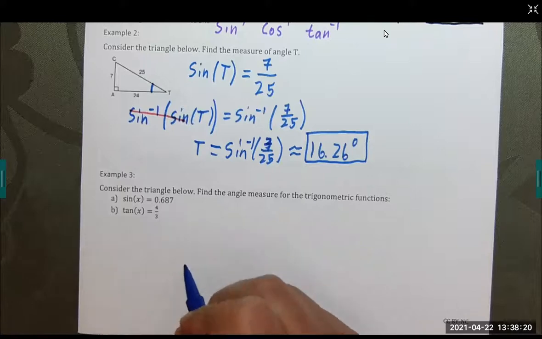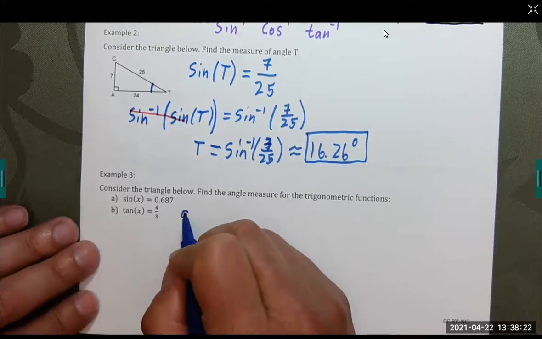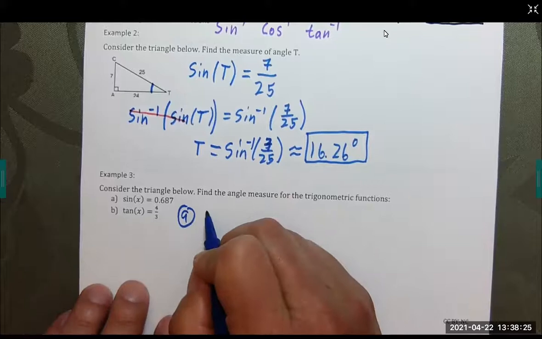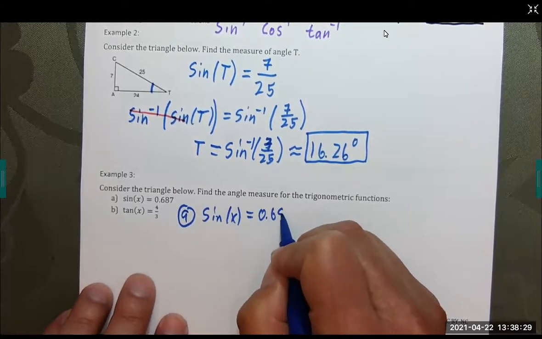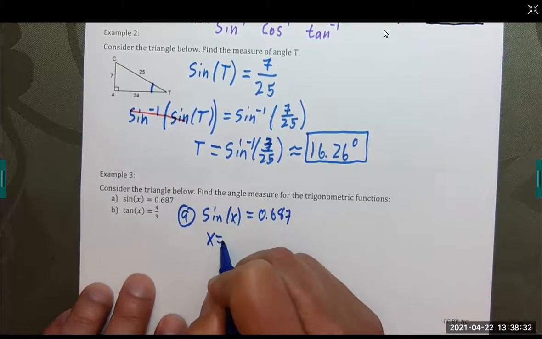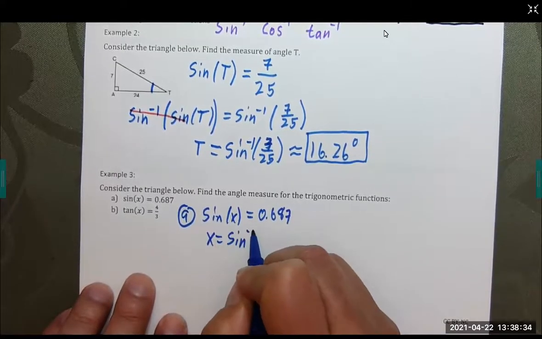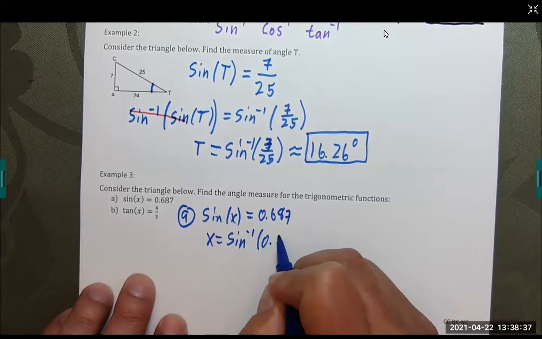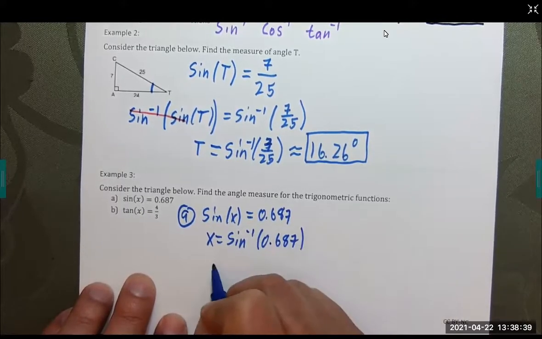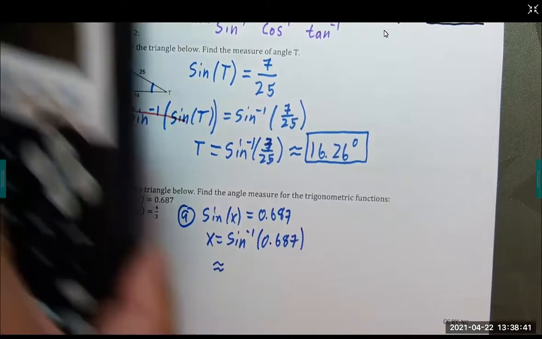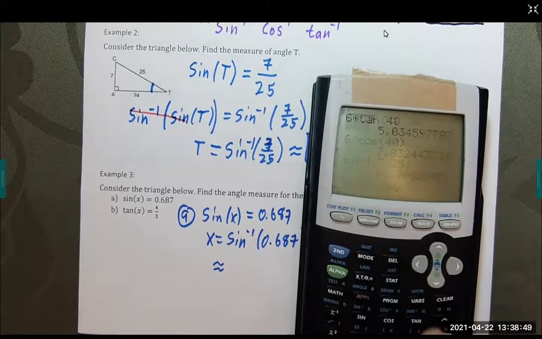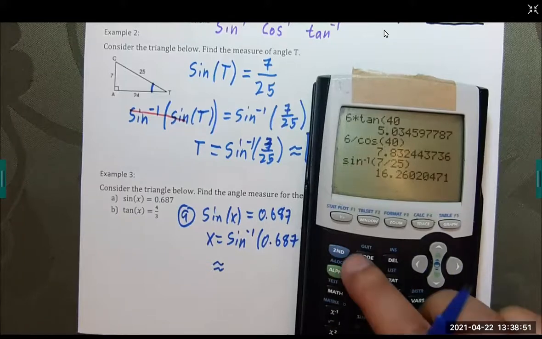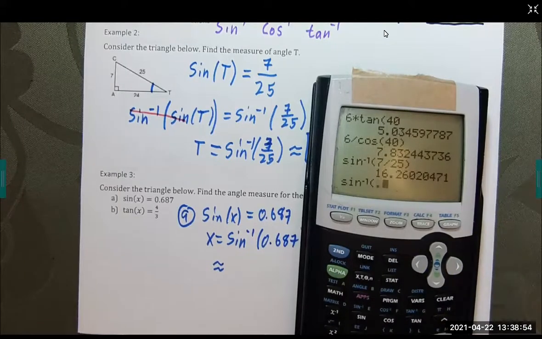So for part A, I have sine of x equals 0.687, which means that x is going to be inverse sine of 0.687. So actually, let's once again double check there. Inverse sine of 0.687.